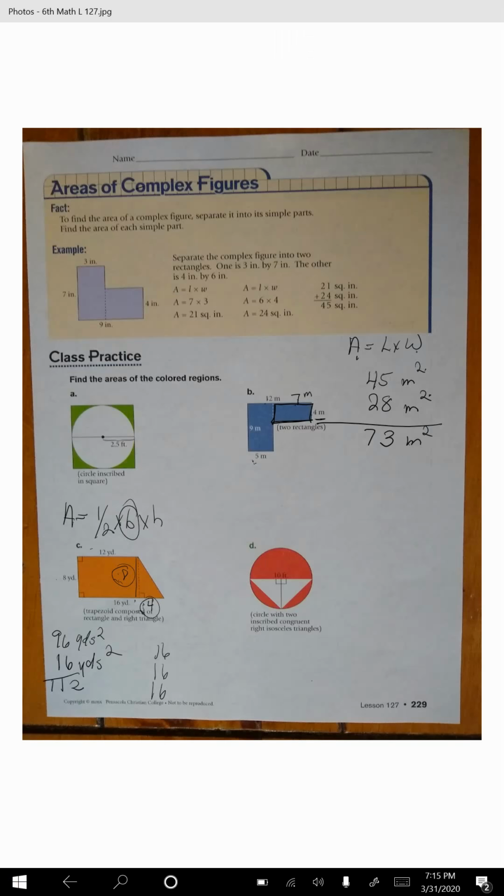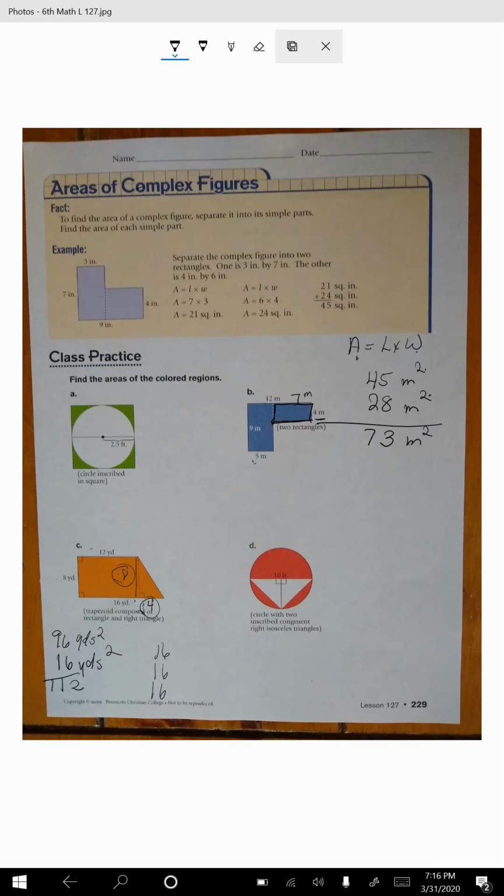We add them together, and I get 112 yards squared. That is the correct answer. All right, hopefully that didn't confuse you. I'm going to get this out of the way, because now we have to do these circles.